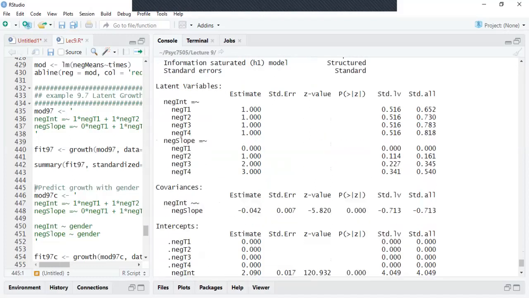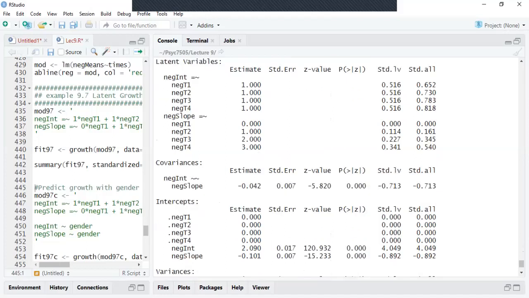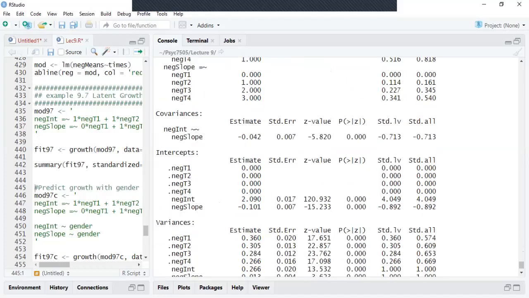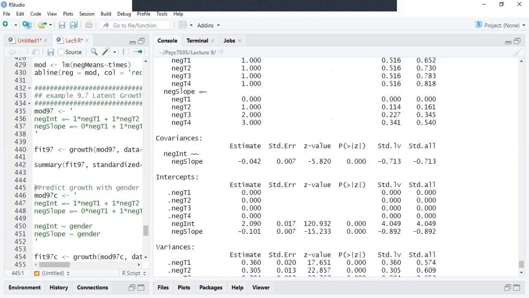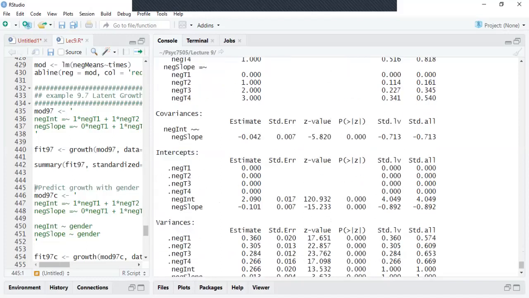Down here we see our factor loadings, they're all fixed values, fixed to 1 for the intercept, and 0, 1, 2, and 3 for the slope. We have a covariance. This is the covariance between the intercept and the slope. I'll interpret this again in a second because interpretation of this depends on the values of the slope. For intercepts and means, in a latent growth curve, we fix the item intercepts to 0 at every time. The growth function does this automatically for us. And then we estimate the mean intercept and the mean slope.